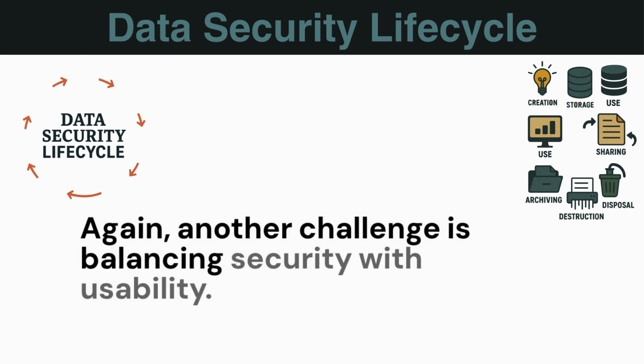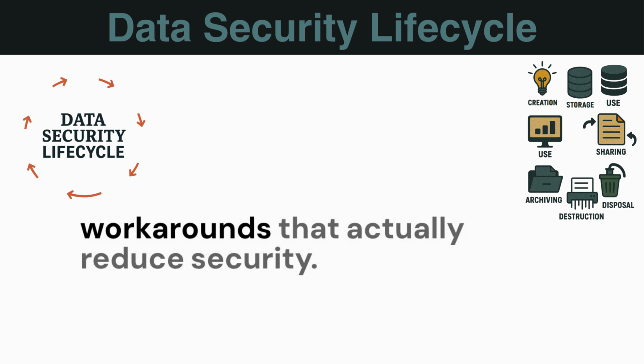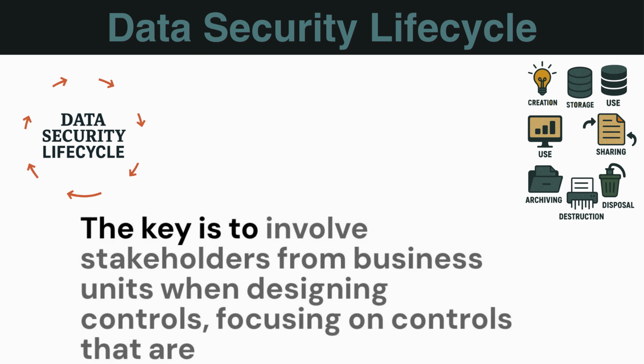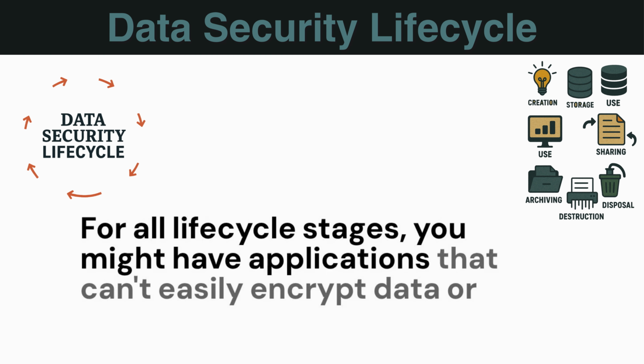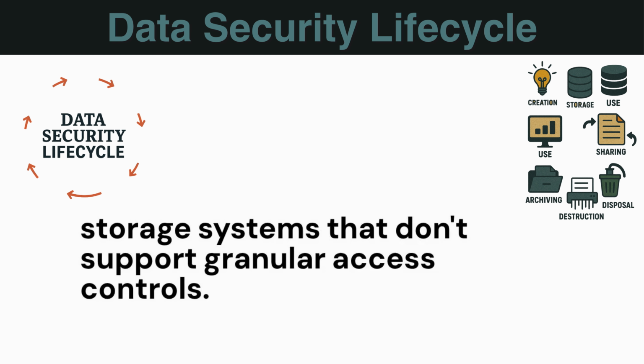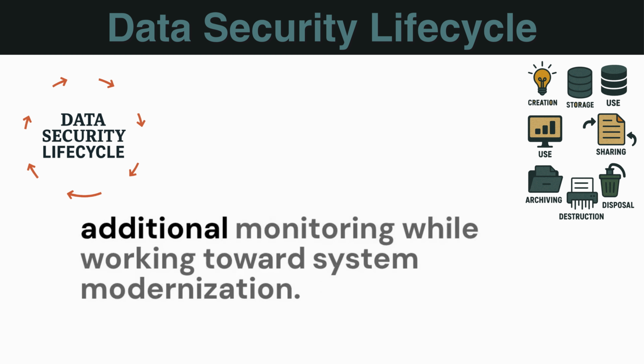Another challenge is balancing security with usability. Overly restrictive controls can impede business operations and lead users to find workarounds that actually reduce security. The key is to involve stakeholders from business units when designing controls, focusing on controls that are both effective and practical. Legacy systems often don't support modern security controls for all lifecycle stages. You might have applications that can't easily encrypt data or storage systems that don't support granular access controls. Address this through compensating controls, such as network segmentation or additional monitoring, while working towards system modernization.